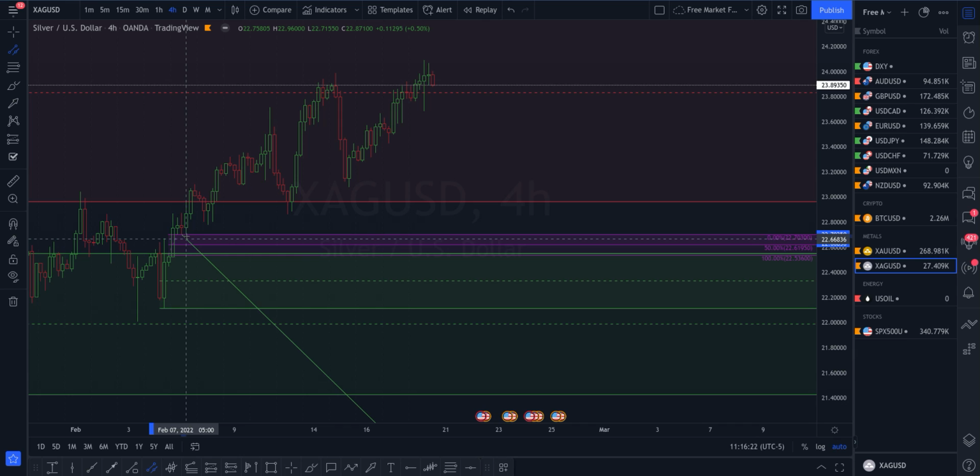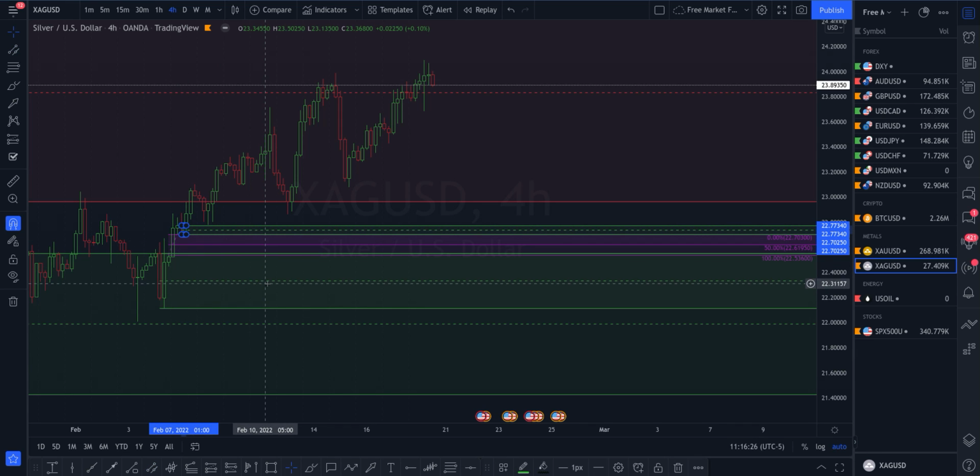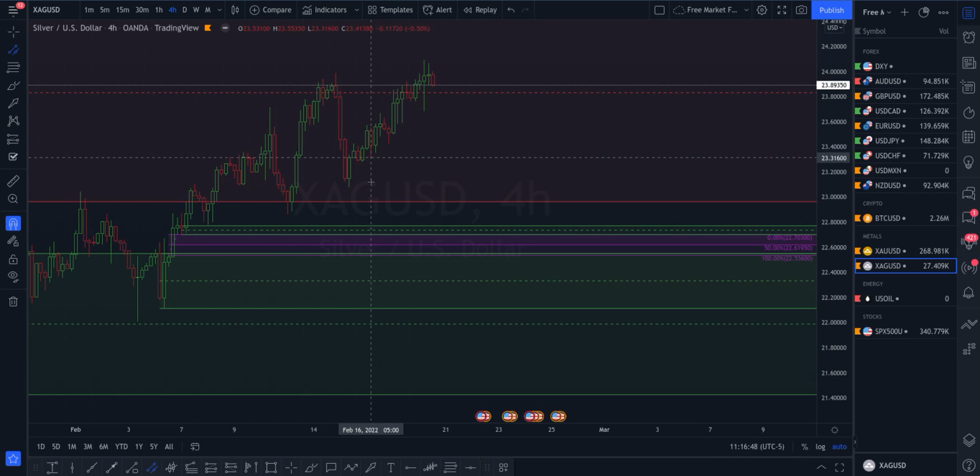Okay. Let's see. We have an imbalance to be filled there. That has been mitigated. That has been mitigated. That has been mitigated. This one has not been mitigated. But I am liking the lower zones though.